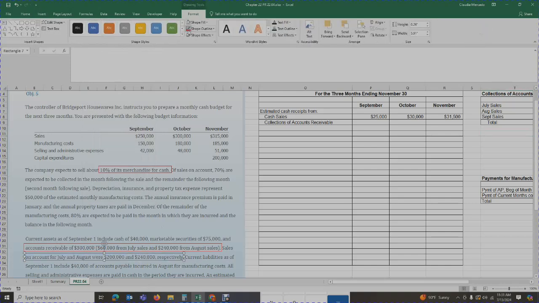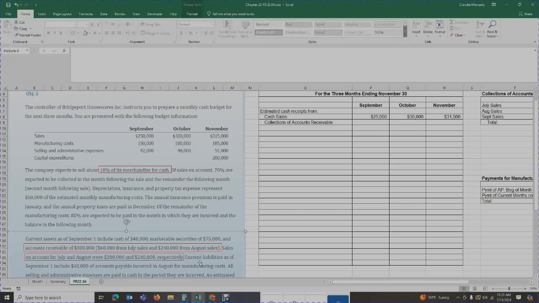So, how many sales did we have in July? In July we had $200,000 of sales. And in August, we have $240,000 of sales. So we have to allocate, okay? So the problem says 70% the month after the sale is made, 30% the second month after the sale is made. So let's tackle first July.